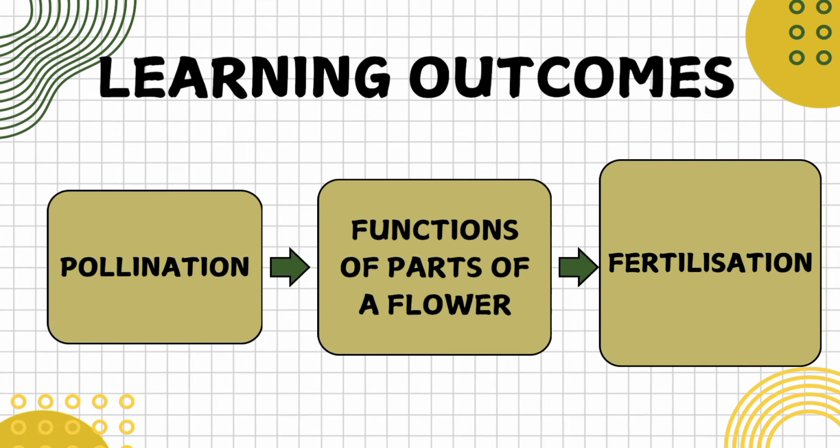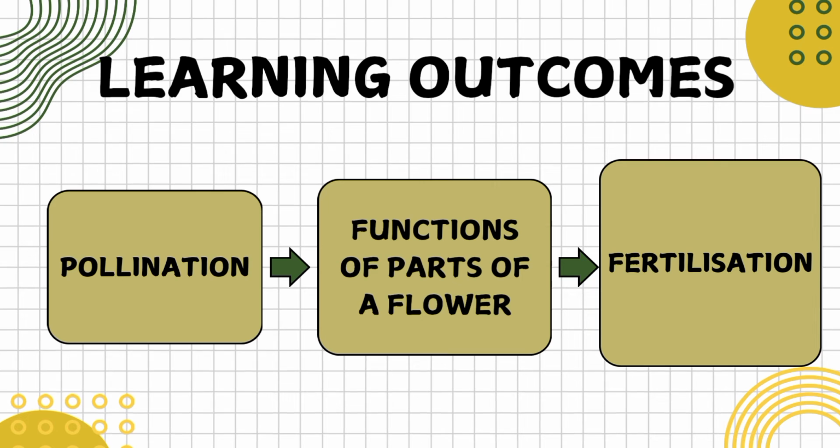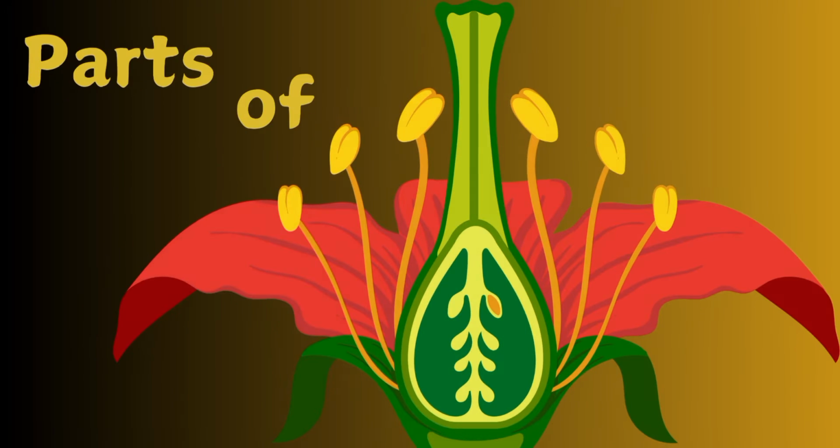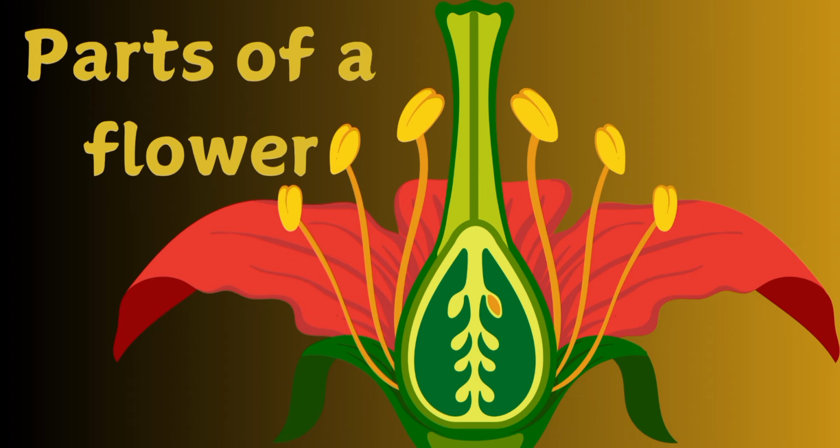Let's get started. The objective of this video is to help you understand the key parts of a flower, the differences between the male and female reproductive organs, how pollination takes place, and how it leads to fertilization. By the end, you will know why pollination is vital for plant reproduction and the environment. Let's begin by looking at the different parts of a flower.